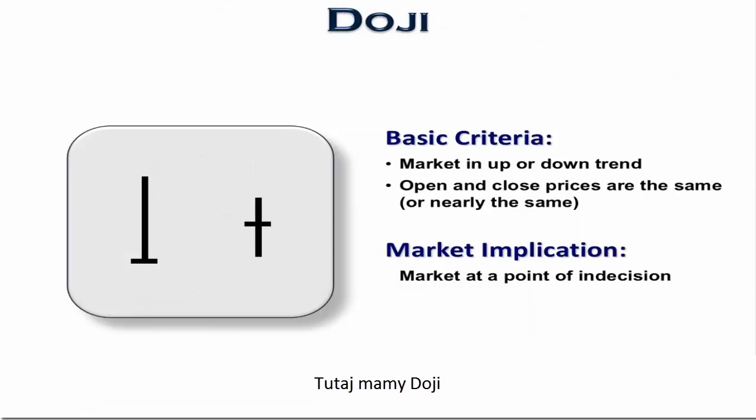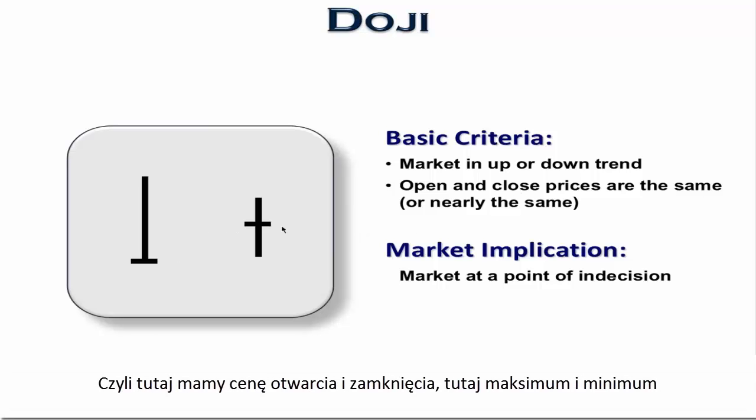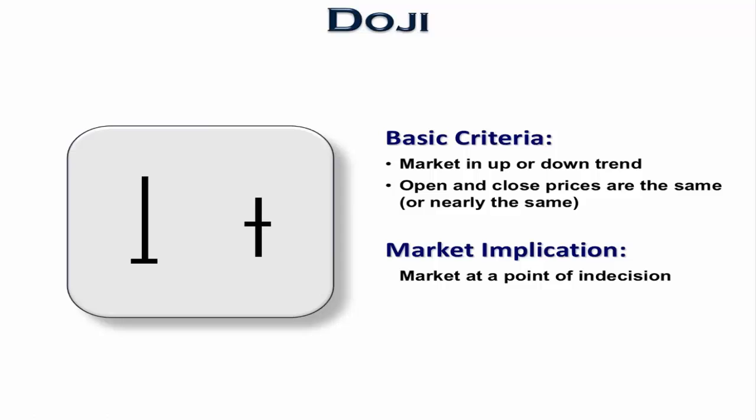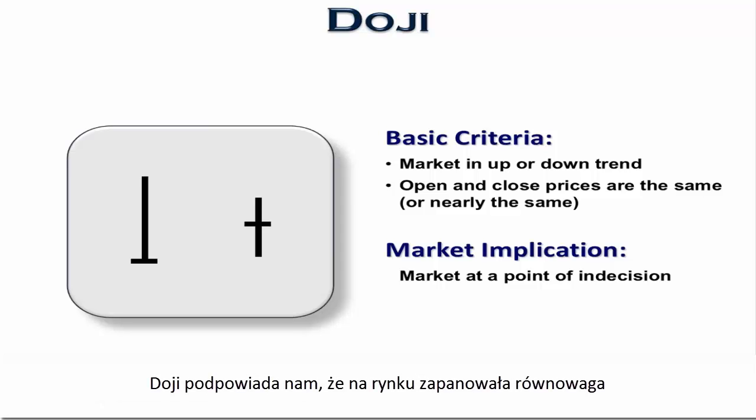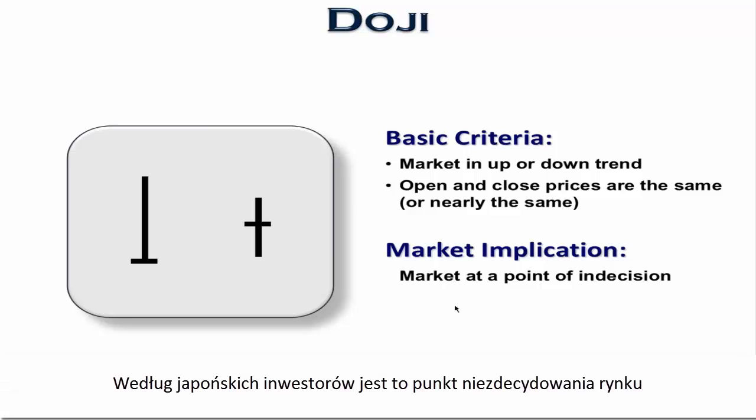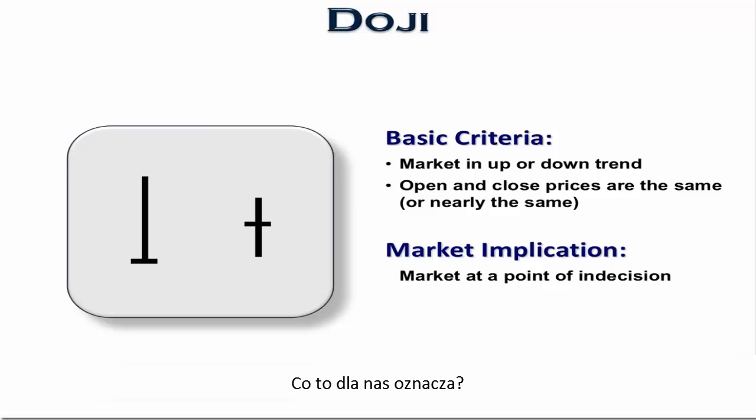So here we have a doji, and a doji in a market means the opening and closing are the same. So here we have an opening and closing. Here's the high of the session and the low of the session. And what the doji means is an equilibrium between the bulls and the bears. And the Japanese will say, and I've had dozens of books translated from Japanese to English, the market is at a point of indecision. Now, what does that mean to your trading?